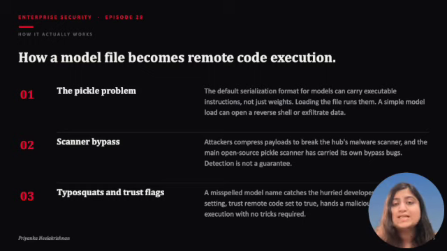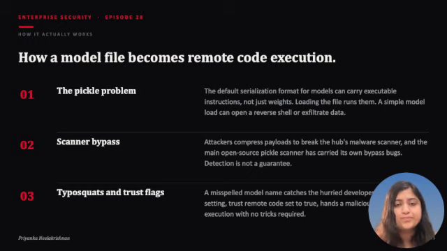Number 2, scanner bypass. The hubs do scan for this, but attackers compress the payload in ways that break the scanner, and the main open source Pickle scanner has shipped with its own bypass bugs. So a clean scan is not a guarantee of a clean model. I repeat, a clean scan is not a guarantee of a clean model.